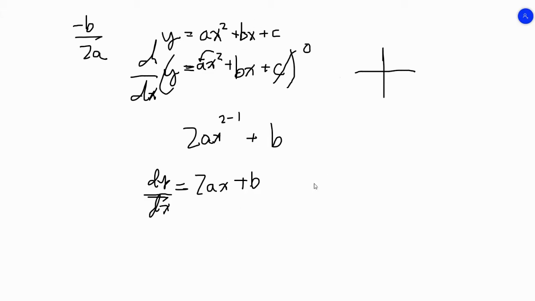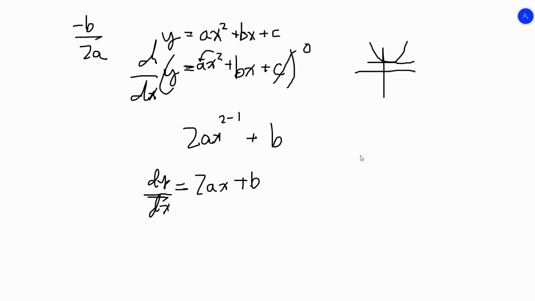Now if we draw this graph of a quadratic function like this, you'll notice at the vertex, if I draw a line that is tangent to it, the slope of this tangent line is equal to 0. And this is true for every single parabola.